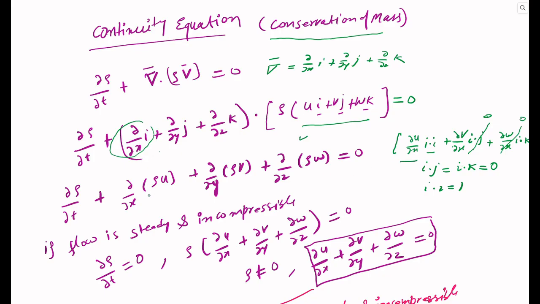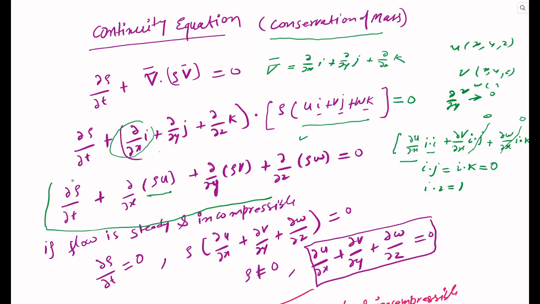Only the first term remains, along with the terms del v by del y and del w by del z, because u, v and w are all functions of x, y and z. So this is the continuity equation for Cartesian coordinates.